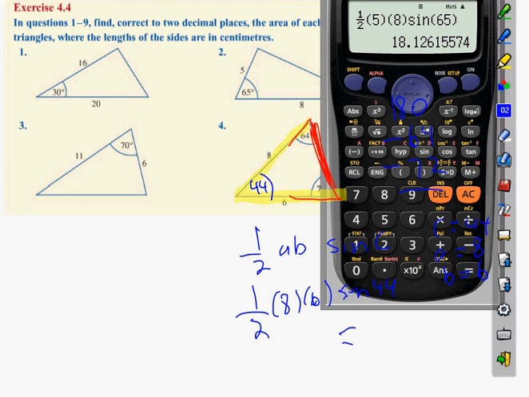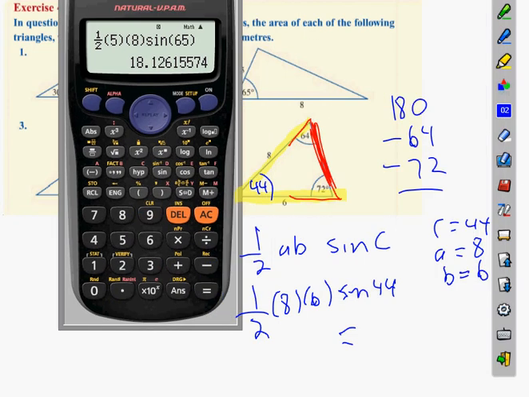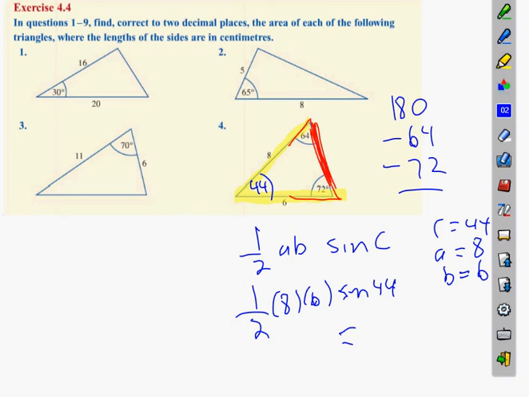So there's always sine, yeah? Yes, always sine. It's in your notes as well, so you don't have to learn it off. So it's always going to be there. 16.67 centimeters squared.